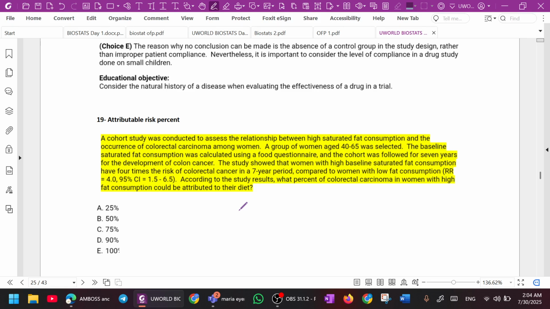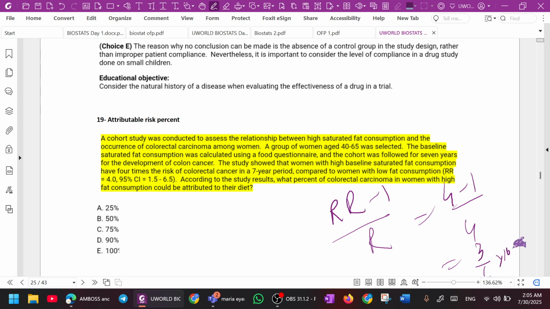So, what is the equation of ARP, attributable risk percent? You have two. You have one that is risk in the exposed minus risk in the unexposed over risk in the exposed. And you have a second one that's relative risk minus 1 over relative risk. So, two equations. So relative risk minus 1 divided by relative risk. So 4 minus 1 divided by 4. 3 by 4 into 100 is 75. So it is 75.